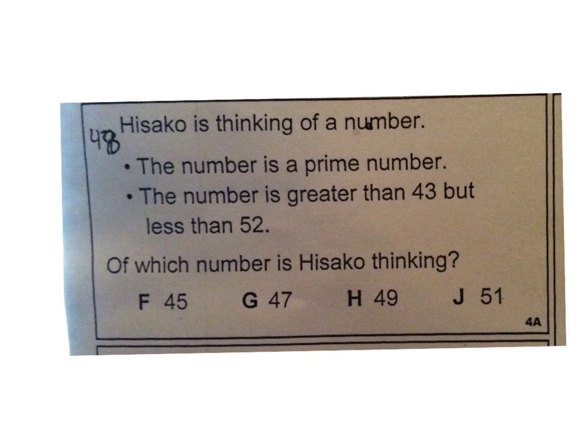Number 48. Hizako is thinking of a number. The number is a prime number. The number is greater than 43, but less than 52. So of which number is Hizako thinking? So remember, a prime number only has one factor pair, 1 and itself.